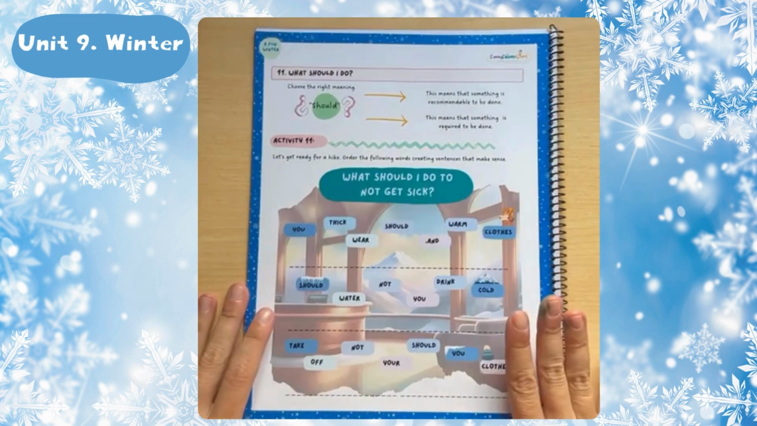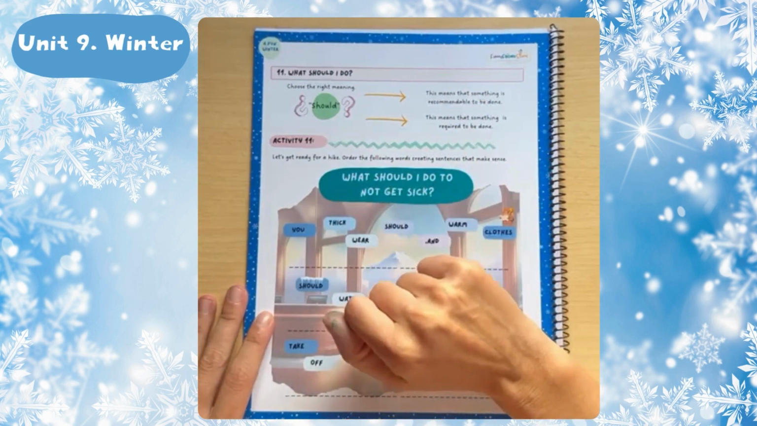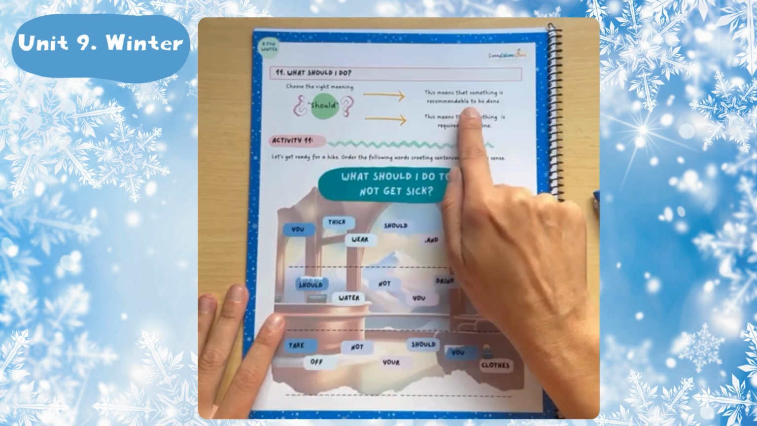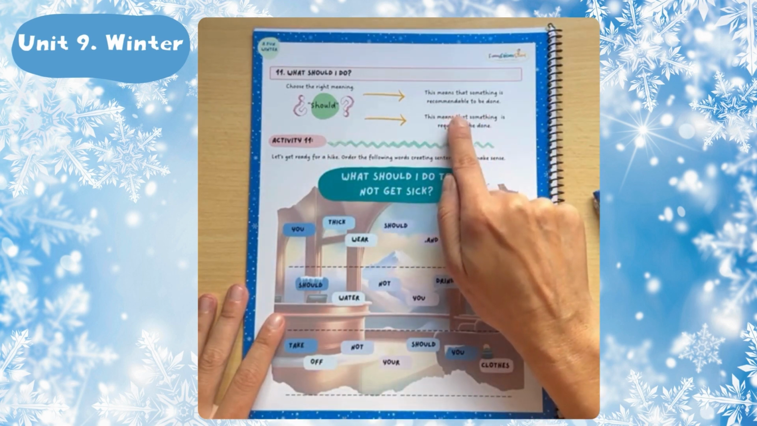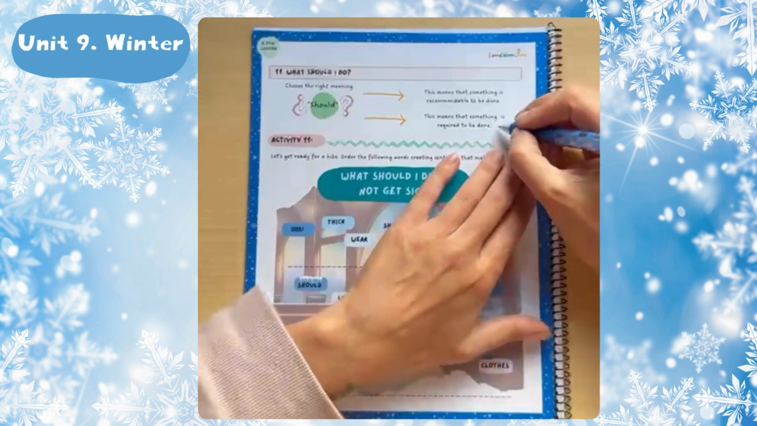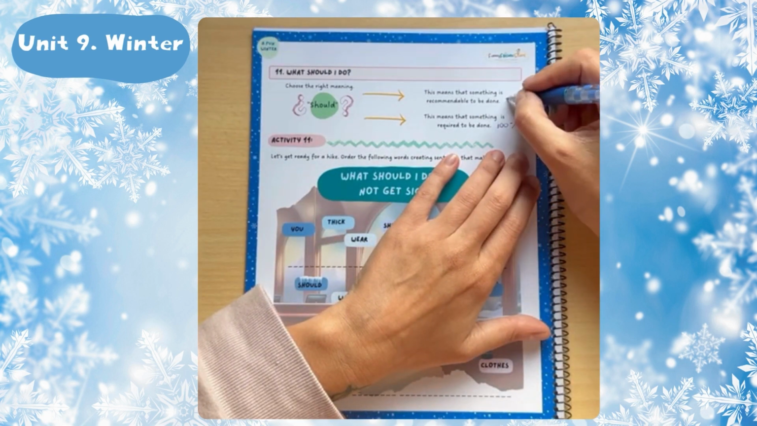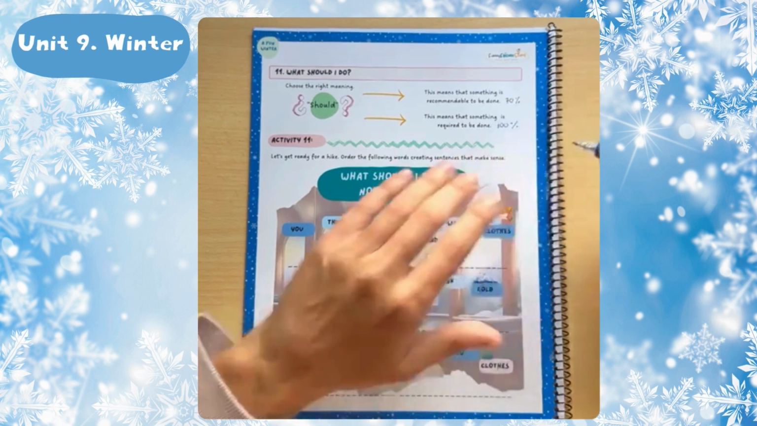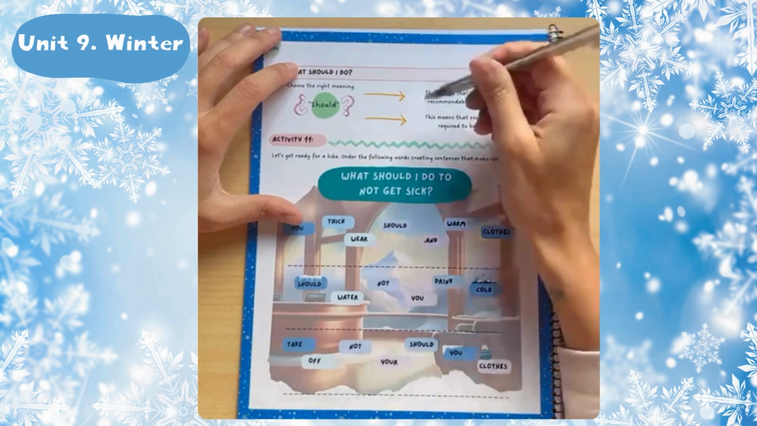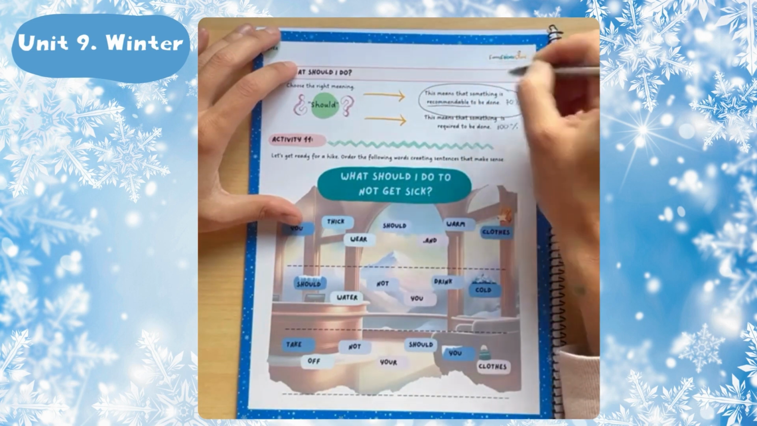All right, let's keep learning how to use the modal verb should. Remember, here we have now 2 options. What does it mean? What is the meaning of this verb? This means that something is recommendable to be done, or this means that something is required to be done. Required to be done will be like an obligation. It's 100%. And recommendable should be like 70% or 80%. So remember that should is something recommendable. So this is what we would say should means.